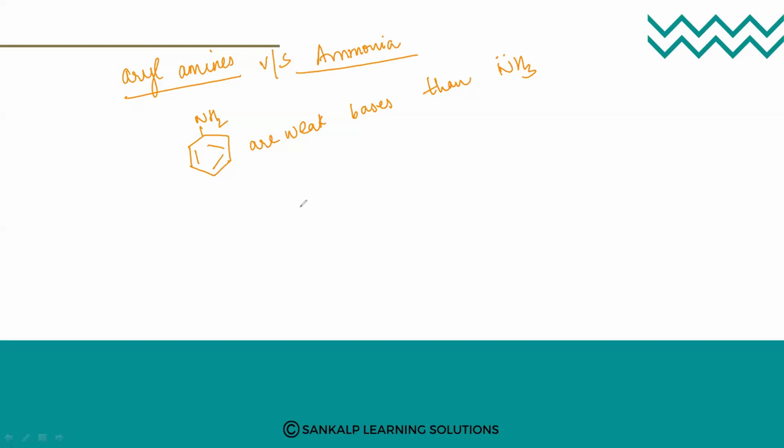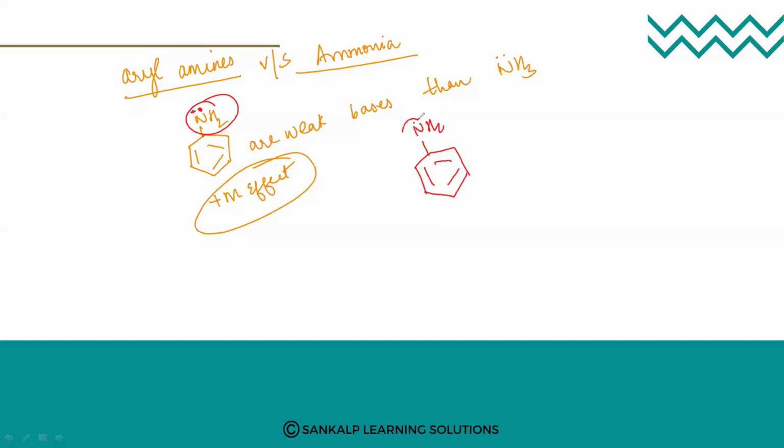Why? What is the reason? Because the NH2 group, which is attached to the benzene ring, will show the plus M effect. So this NH2 group attached to the benzene ring is showing plus M effect. As a result, the lone pair of electrons on nitrogen are involved in conjugation. Conjugation means they will undergo bond formation, like this.